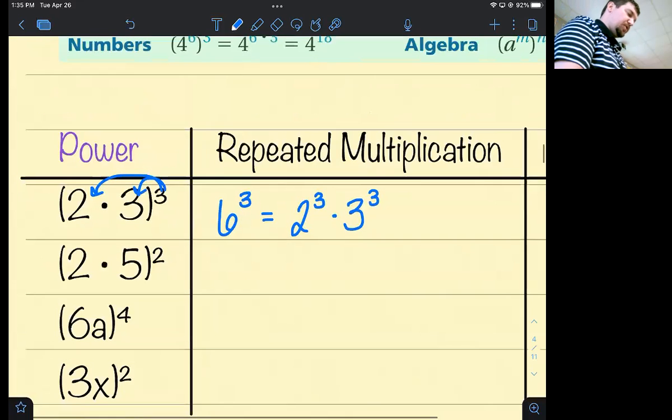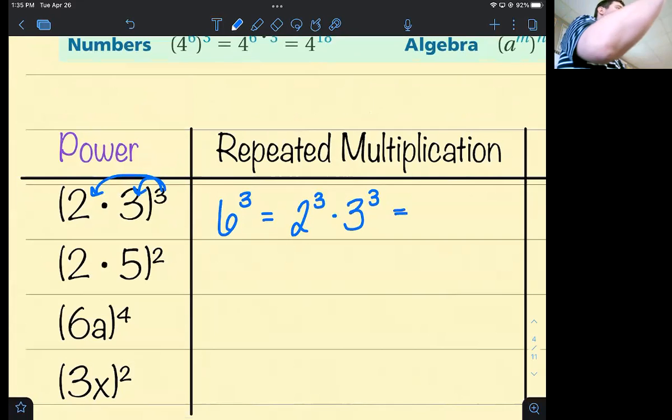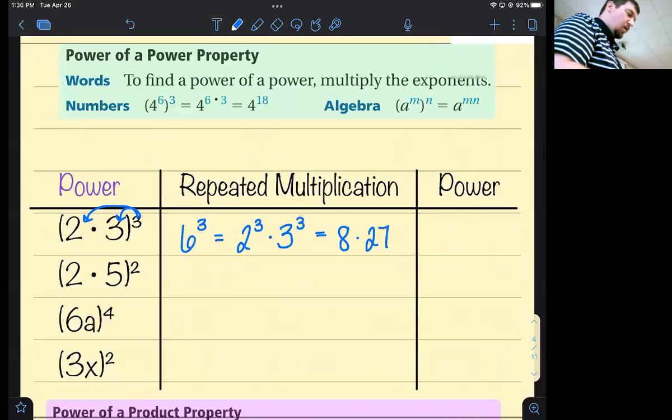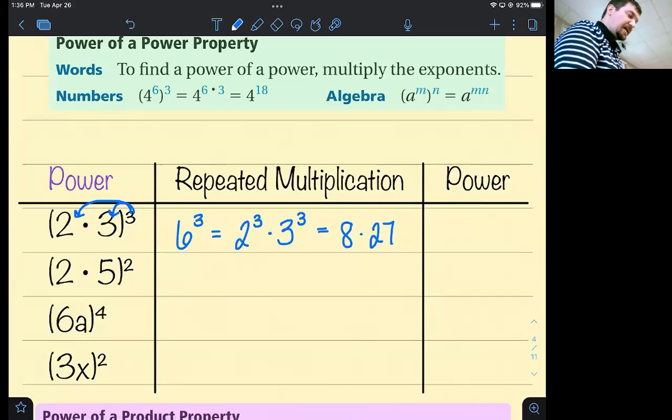2 to the third power, just so you know, is 2 times 2 times 2, which is 8. And 3 to the third power is 3 times 3 times 3, which is 27. And 8 times 27 is 216. Guess what 6 to the third is? 216. So as how you would write this as a power, I'm guessing they're probably going to want you to write it like this, just because that's what the property entails. But that's proof that you actually get the same thing. 6 to the third would give you the same answer as 2 to the third times 3 to the third.